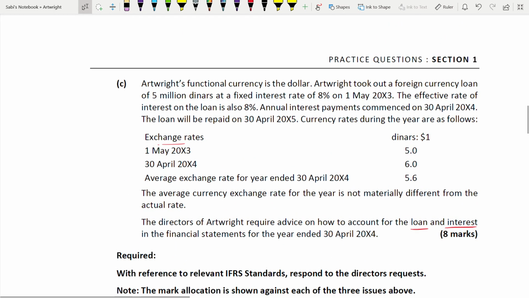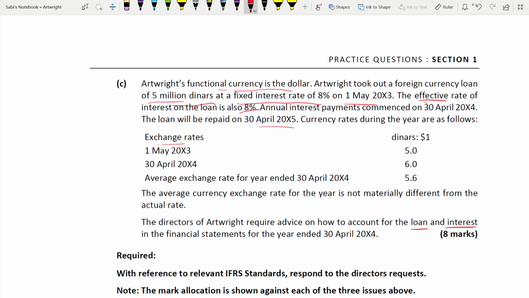Their functional currency is the dollar. Artwright took a foreign currency loan of 5 million dinar at a fixed interest rate of 8% on 1st of May 2003. Okay, effective rate is 8%. Annual interest payment is on 30th April 2004. The loan will be repaid on 30th April 2005. That is after 2 years. Okay.